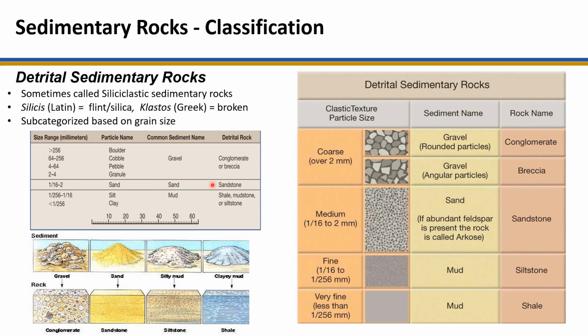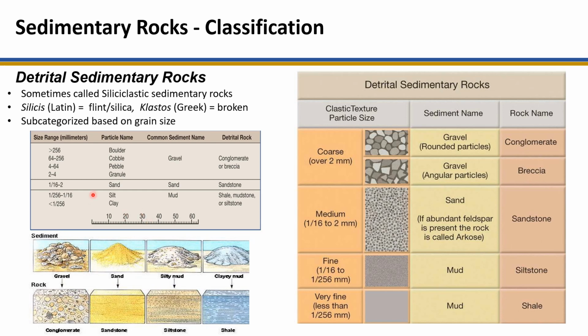The texture of detrital sedimentary rocks refers to the size, shape, and arrangement of the clasts. The texture can be described using a variety of terms such as coarse grain, fine grain, well sorted, and poorly sorted. Detrital sedimentary rocks are subcategorized based on grain size.